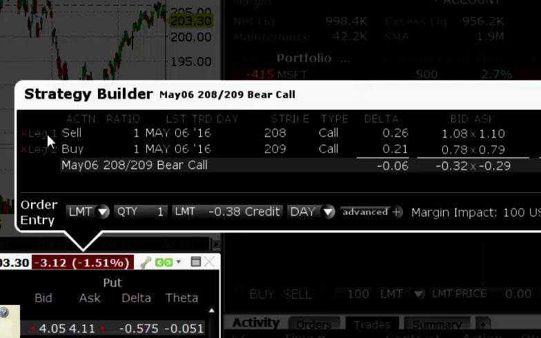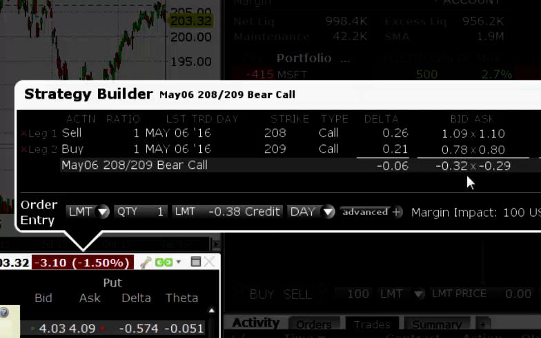So what have we got here? We've got two legs in the trade. The first leg is to sell the May the 6th $208 call. It's telling us what the delta is at the moment, and it'll tell you your overall delta position here. It's giving us a bid and an ask price for that leg of the trade. The second part of the trade is we're buying the 209 call. Again, we have a bid and an ask. And then underneath, the system calculates the overall bid and ask price for you.